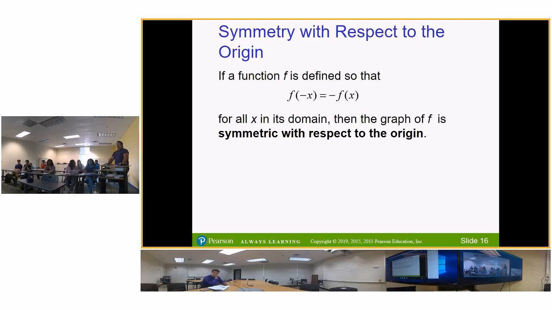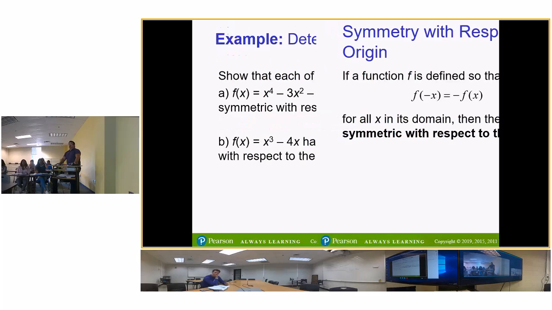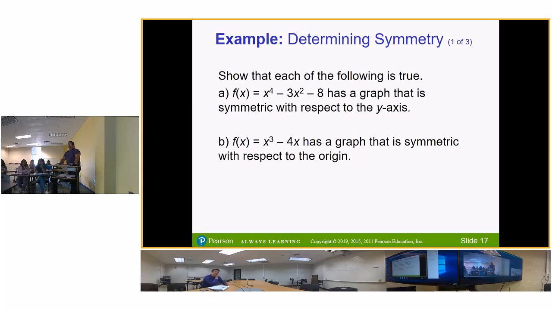F of negative x is equal to negative f of x. So when you plug and chug, you're going to see, hopefully they'll give us, there we go. Show that each of the following is true. So f of x is equal to x to the fourth minus 3x squared minus 8. Plug negative x into wherever there's an x and see what you come up with.